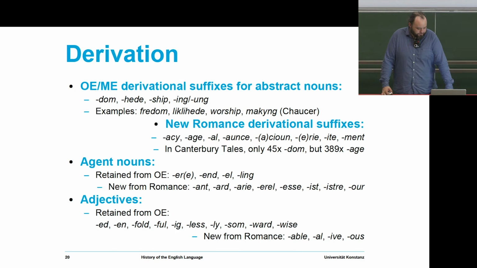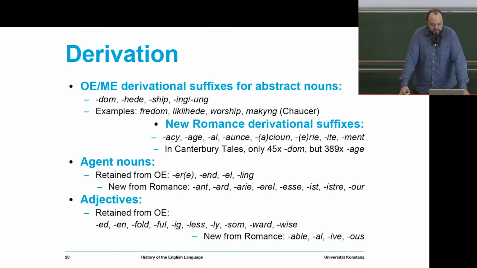So from Old English, we retain agent endings like the famous er ending, the end ending, the l ending and the ling ending. Some of these are less productive today. Some of them, like er, are very productive still. And we get new ones, Romance ones like ant, ard, ary, erel, ess, ist, ister, and ur, added onto the end of words. Adjectives too, we find them retained, so ed, en, etc. And we find new ones from Romance like able, al, ive, and ous, some of which are extremely, extremely productive today.